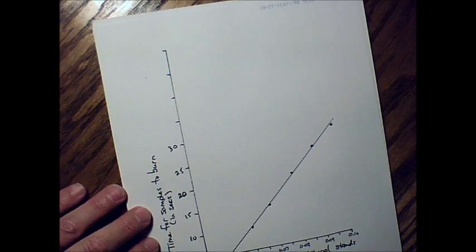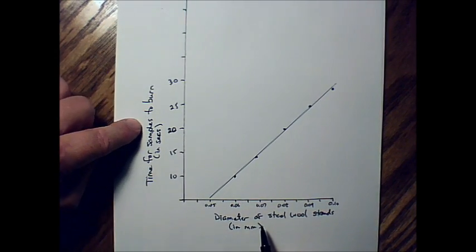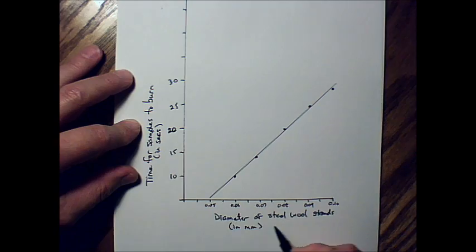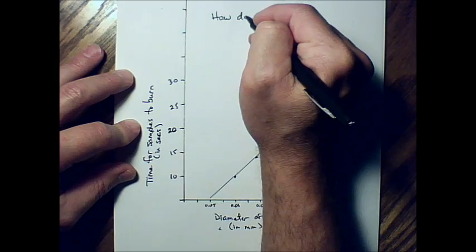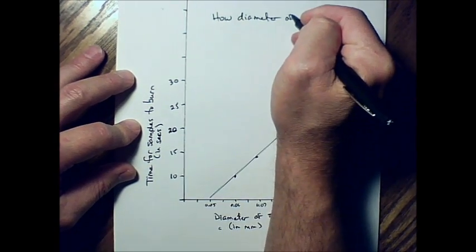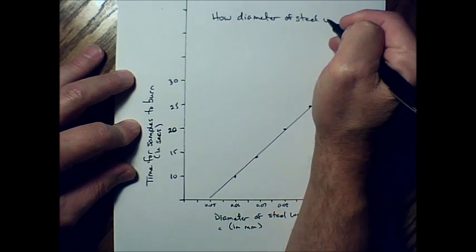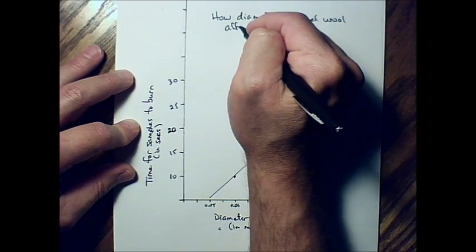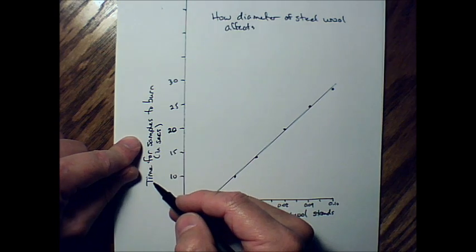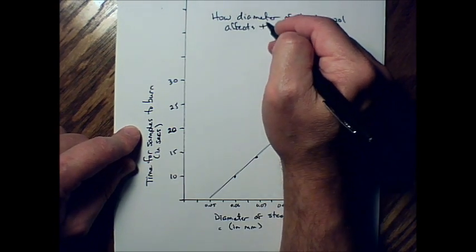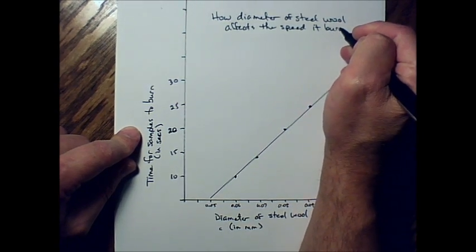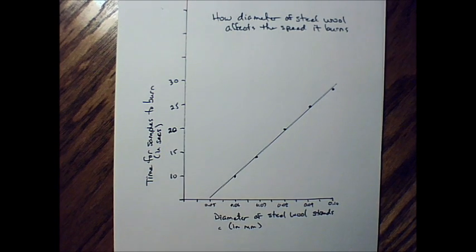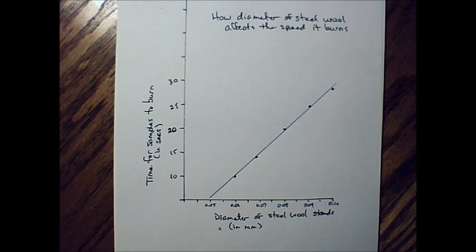Okay, so a title compares the independent variable versus the dependent variable. So this would be how diameter affects, then it compares it to the dependent variable. How the diameter of the steel wool affects the speed it burns.